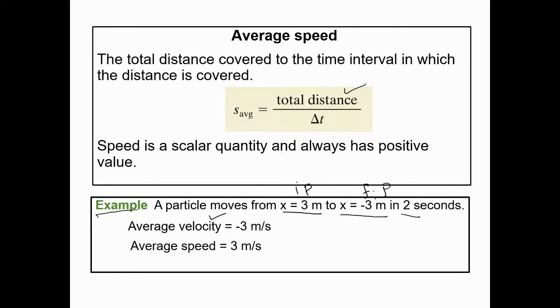Could you please write in the formula? Delta x is minus 3 minus 3, divided by 2. So this becomes minus 6 over 2, which gives minus 3. So you can see here my velocity is minus 3. That means the object is moving in the negative direction of x and its unit is meter per second.